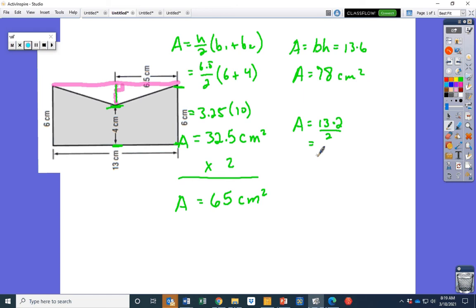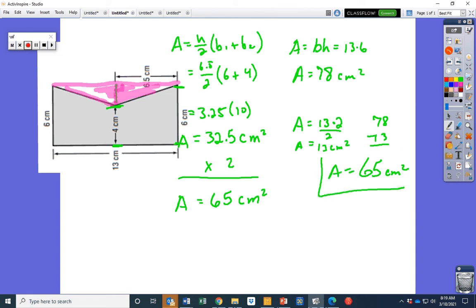What's 26 divided by 2? 13, right? Centimeters squared. Now, this is the area of this part that is what? It's not there, right? This is the area of the entire thing. If I take this and subtract it from that, because that's not there, what's 78 minus 13? Did I get the same exact answer? Yes, I did. Okay. It is kind of harder.